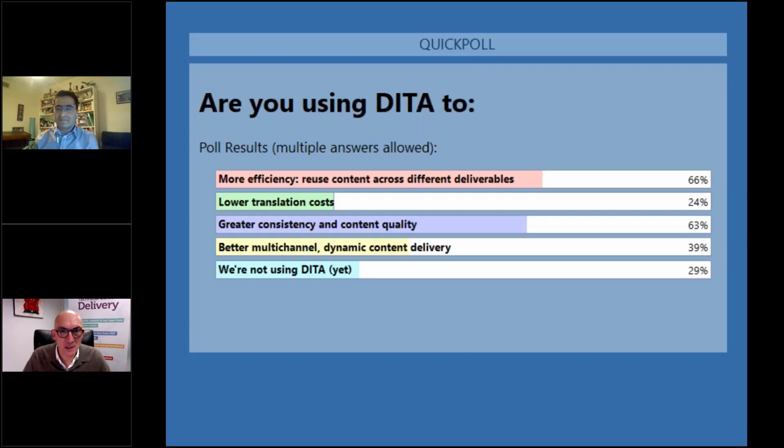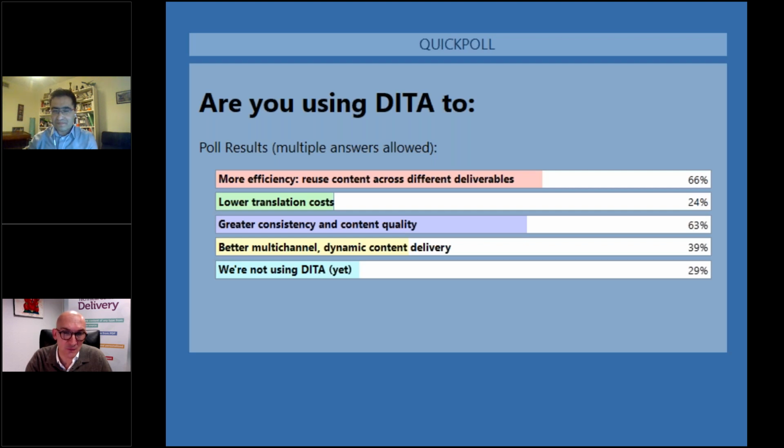So share results. Okay, what's the main benefit? So number one, 66% of you who replied says more efficiency, reuse of content across different deliverables. So it's really the reason why you do it. Really, reuse is your main benefit and use case. Second benefit that you have, 63%, greater consistency and content quality. Good point. Then we drop at 40%, so better multi-channel dynamic content delivery.